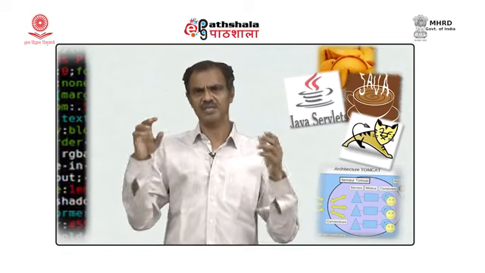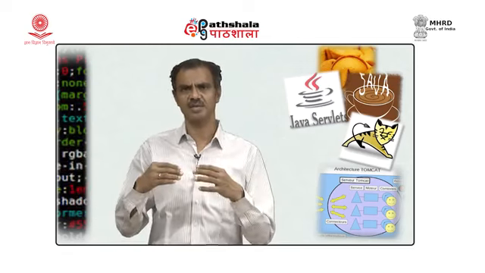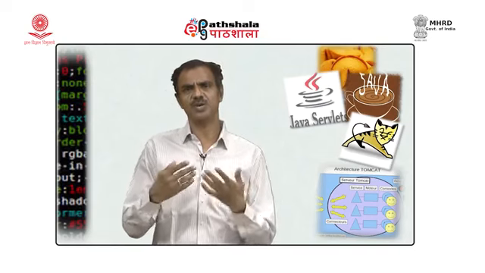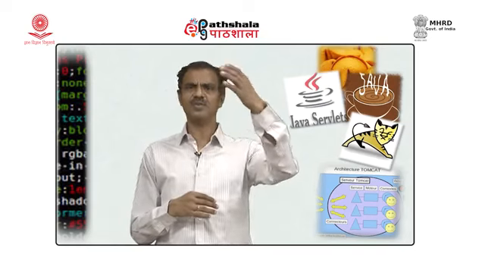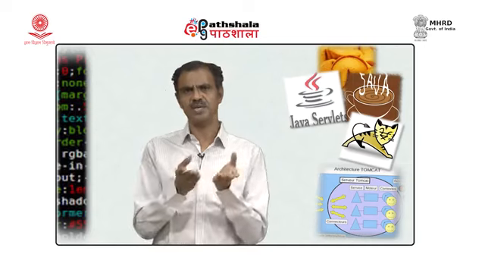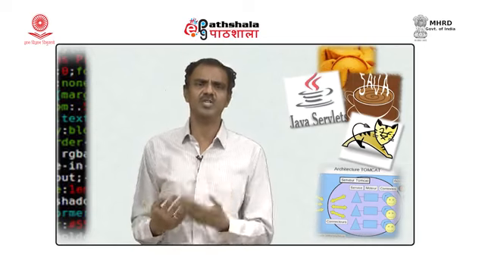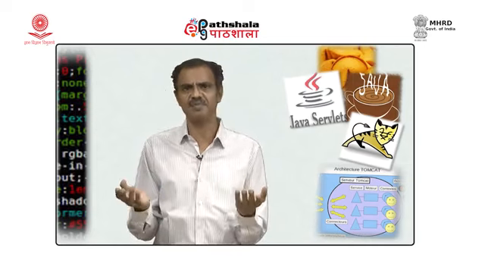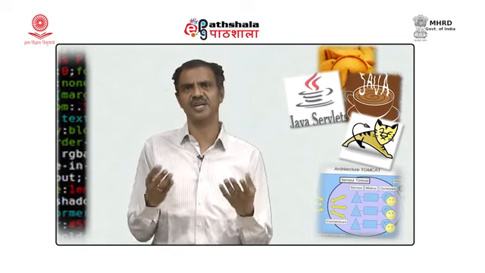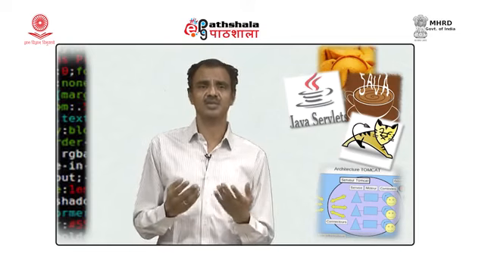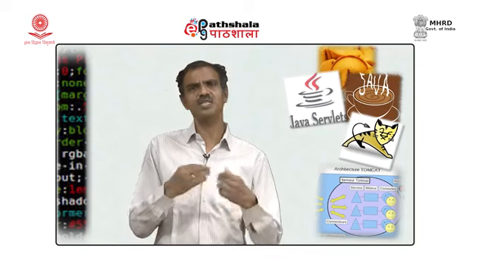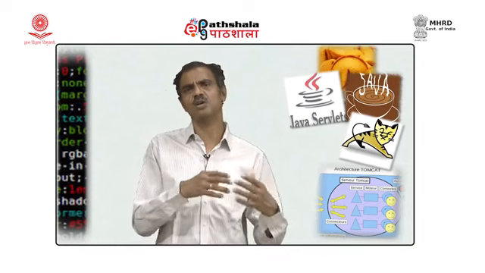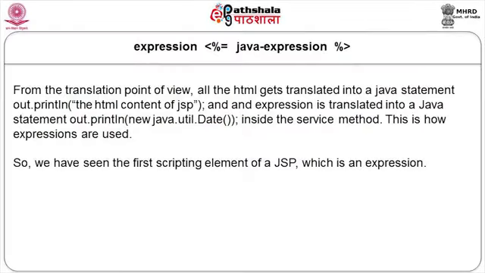If he includes this, in the output what is going to go is everything whatever is before this, plus the output generated by the current date time, which is what we get when we create a date object. So, it will just do an out.println for the new java.util.date. So, we can include expressions.